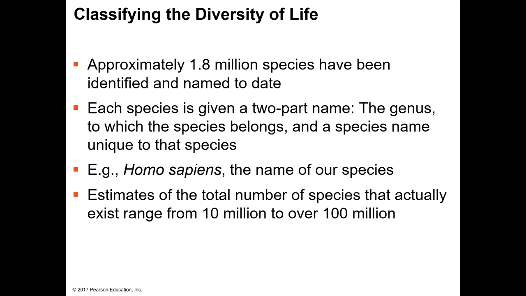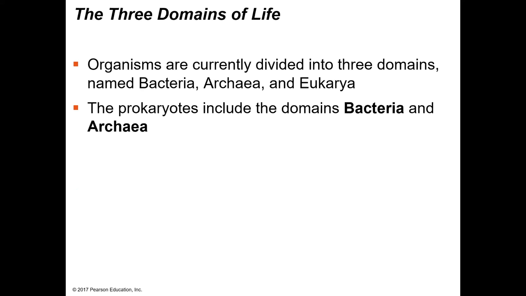Estimates of the total number of species that actually exist on Earth are from 10 million to 100 million. So if we've only discovered 1.8 million out of 10 million, that's approximately 18%. If there are 100 million, that's only 1.8% of the total amount of organisms that exist on the Earth. So there's a good chance that if you go into biology and want to be a taxonomist or a classifier and study biological organisms in the world or even in the laboratory, you very well could discover something new and get to name it.